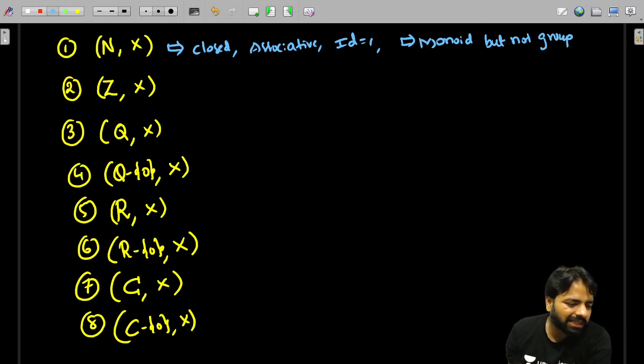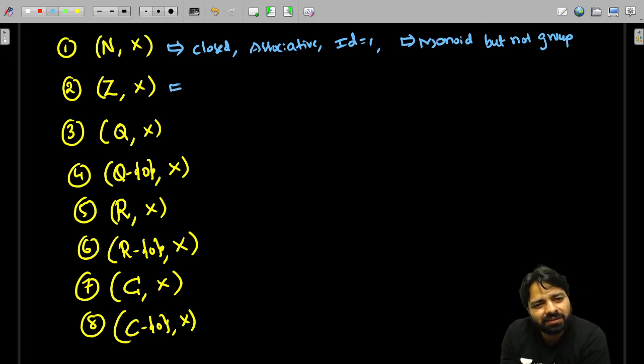Shubham, I am not teaching you only. I have to take care of everybody, right? Z multiplication. Now, do you have that 1 by 2 inside? No, right? It will be the same answer again. It is also monoid but not group. Same answer again.